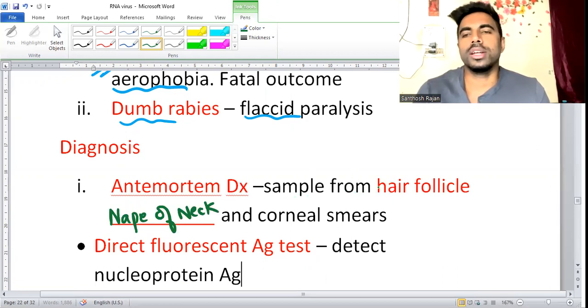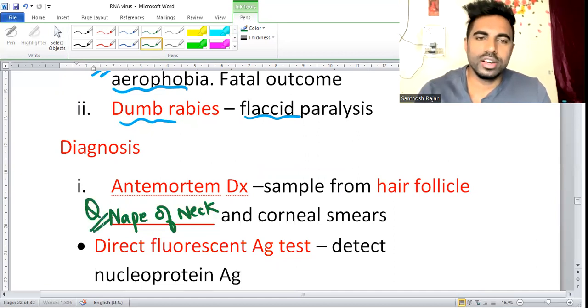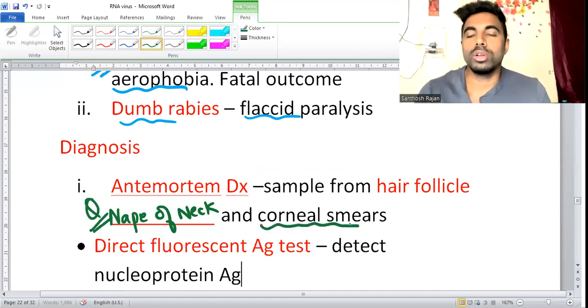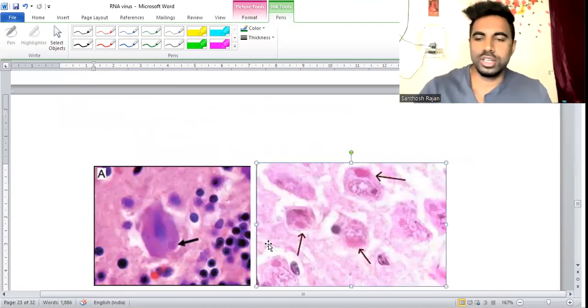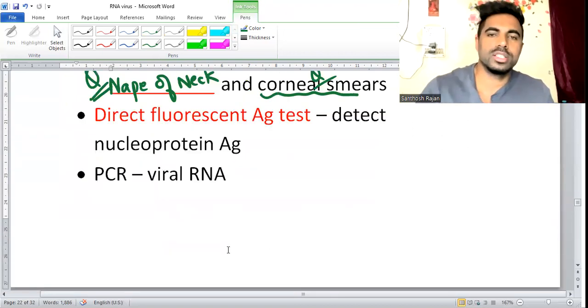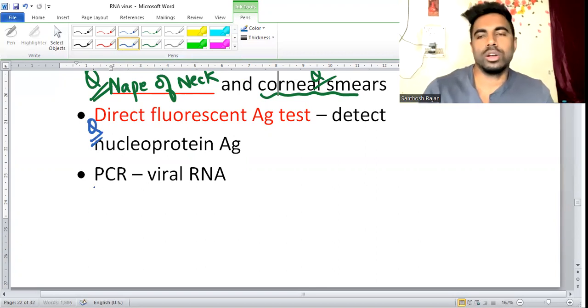And then you do direct fluorescent antigen, or a stain or whatever. So the sample from the hair follicle, especially from the nape of the neck, is the right answer. Also a corneal smear. Corneal is very painful because the patient is alive, so it's difficult. The nape of the neck is the right one, but if possible, corneal smear also. Then you have to do the direct fluorescent antigen test to detect it. That's the best test, and you can do it easily. And then PCR also we can do.